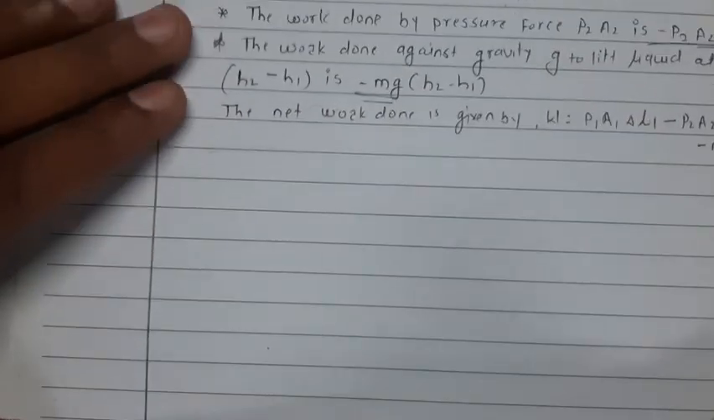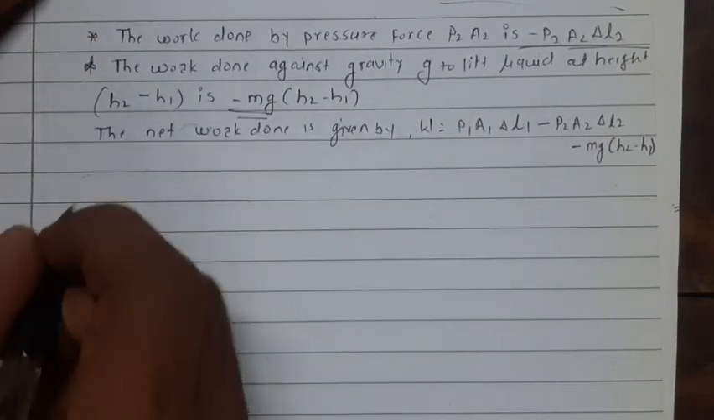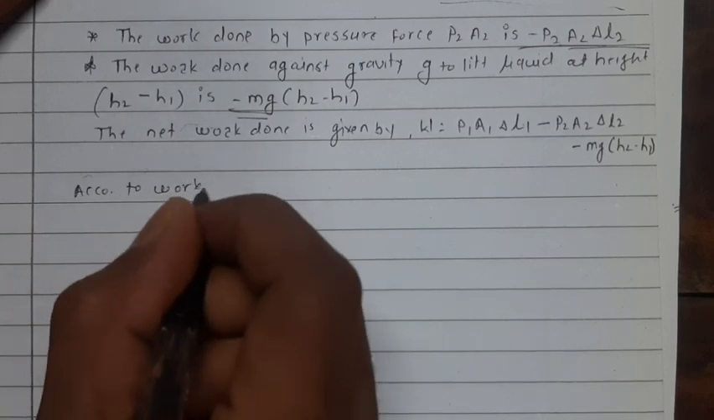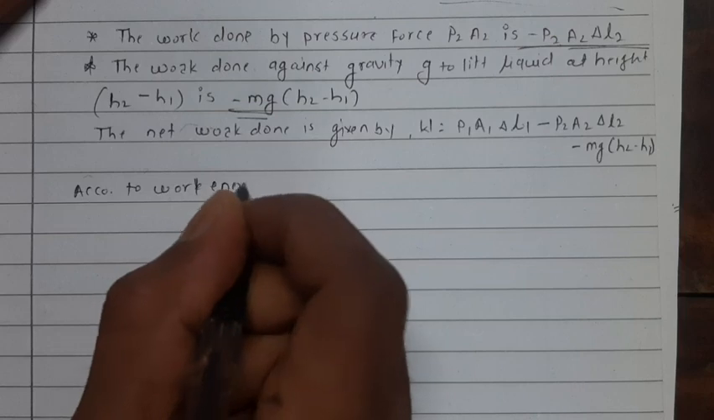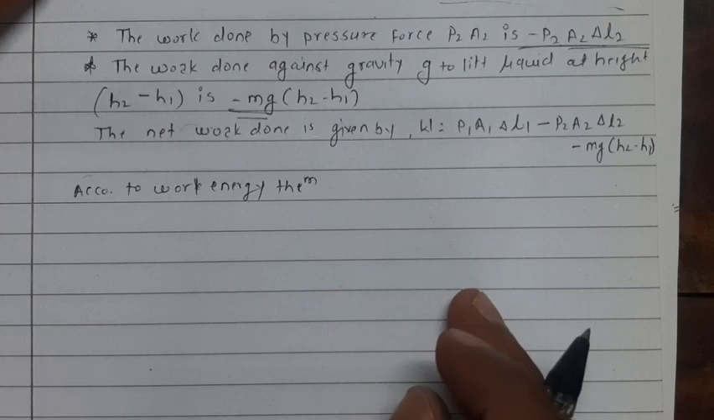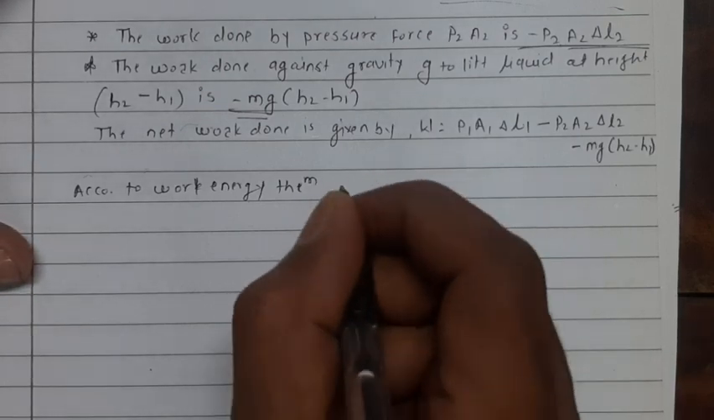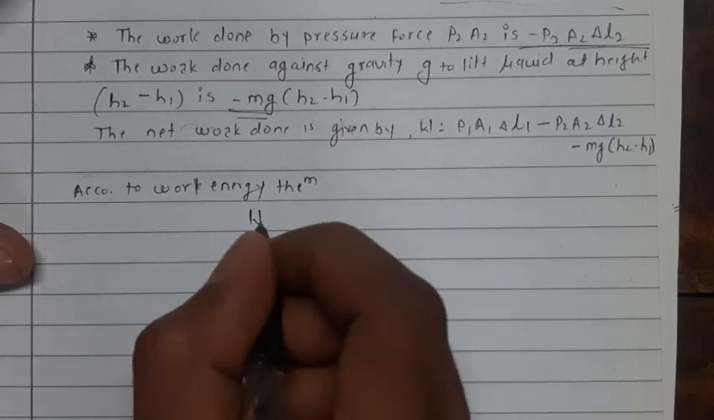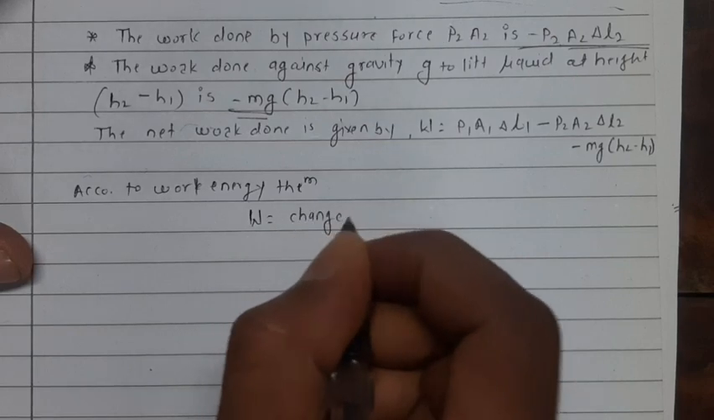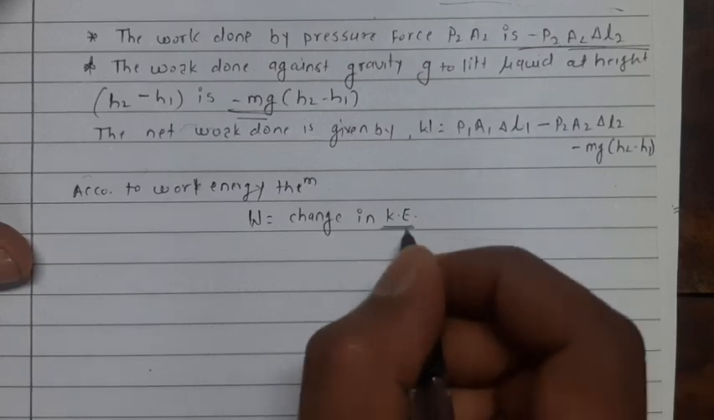According to the work energy theorem. Now we have studied the work energy theorem in our first chapter. What does the work energy theorem tell us? It tells us that whatever amount of work is done by the system is nothing but the change in kinetic energy. This is equal to the change in kinetic energy.